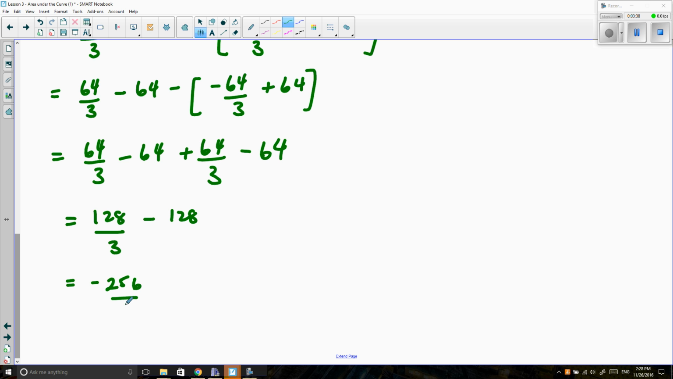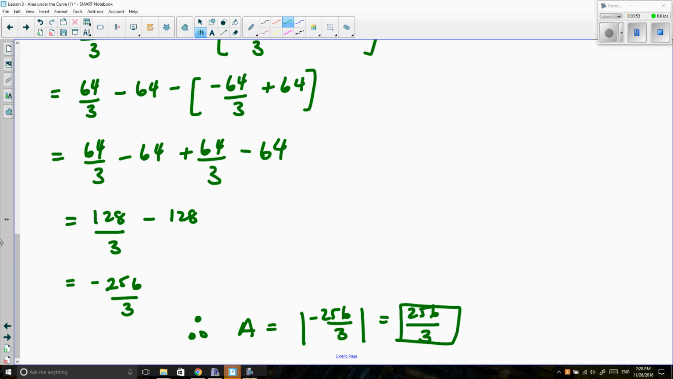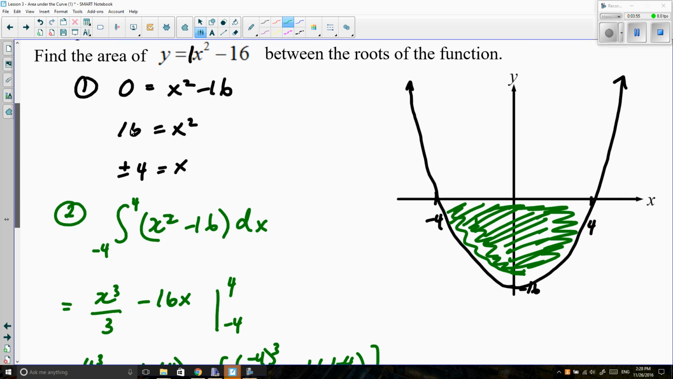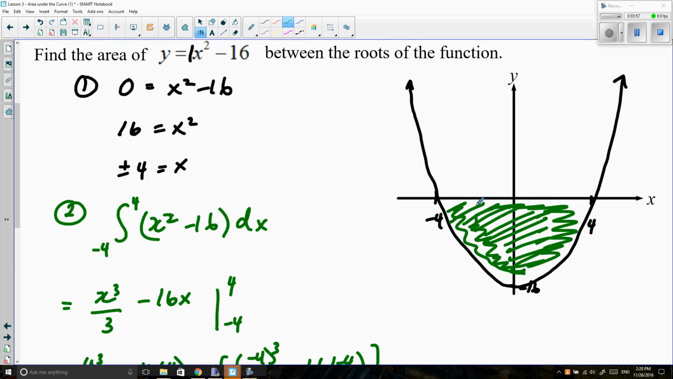I'm going to get negative 256 divided by 3. So therefore, my area is equal to the absolute value of negative 256 divided by 3, which is going to give me just 256 divided by 3. So that right there is my area. So if it's underneath the x-axis, all you need to do is find the area of that negative area, and then make it positive by taking the absolute value.